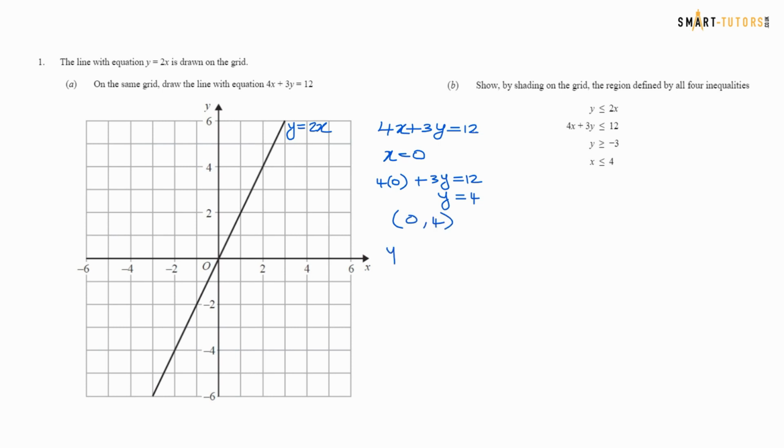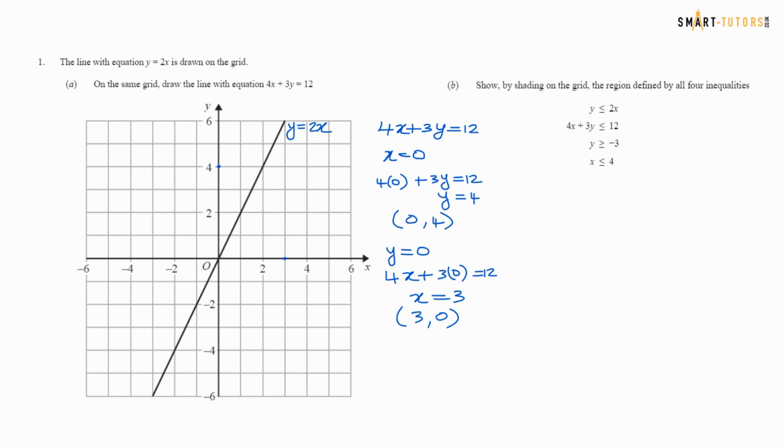The next one, let y equal 0. What will happen? 4x plus 3 times 0 equals 12, so you will get x equals 3. So x equals 3, y equals 0. So this is the first coordinate, and x equals 0, y equals 4.